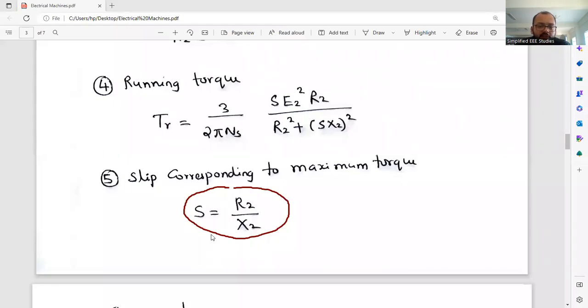Otherwise, you can mention like R2 is equal to S into X2. So that is a condition for maximum torque. That point also you have to remember. So moving further.